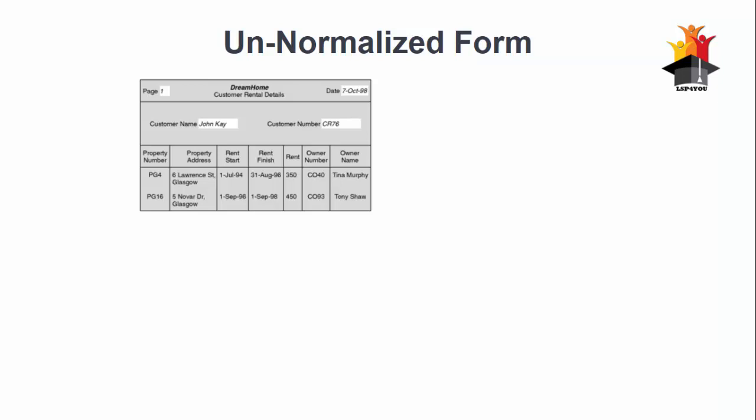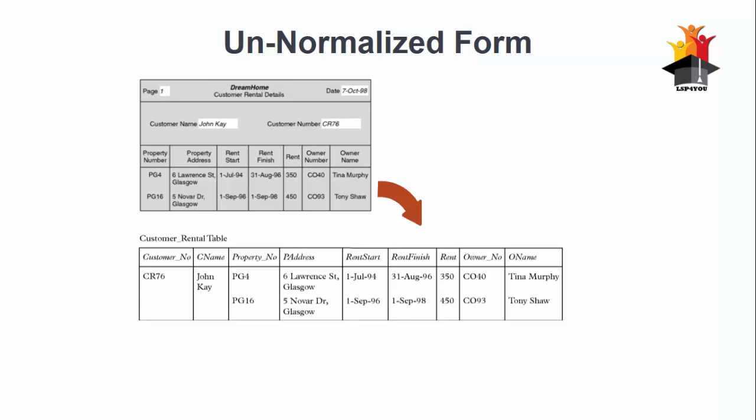John K has taken the property PG4 from 1st July 94 to 31st August 96 and the property PG16 from 1st September 96 to 1st September 98. The address of the property, rent, owner number, and owner name of the property are also given. Now we'll convert this document into a table form like this. John K has taken two properties for rent.